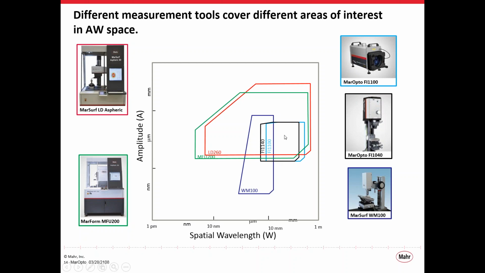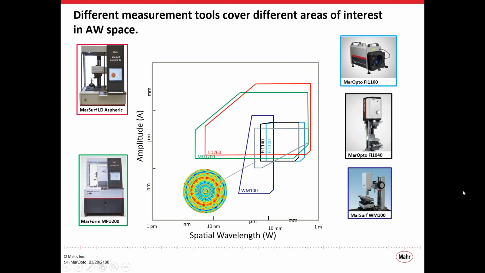But the Fizeau interferometers are very limited in the range of lateral features that they can see. Even more limited in the range of feature sizes that it can see is the WM100 scanning white light interferometer. But as you see, it can measure very, very small deviations in the surface height.